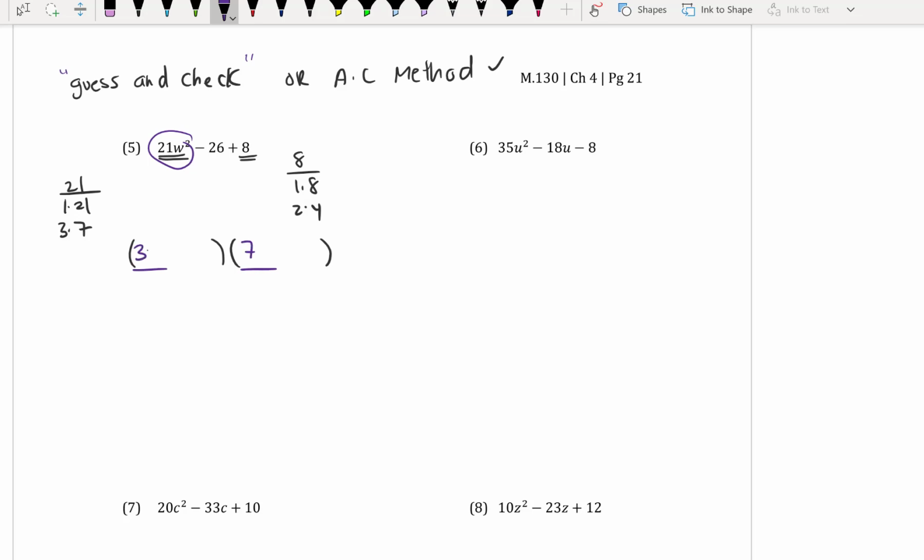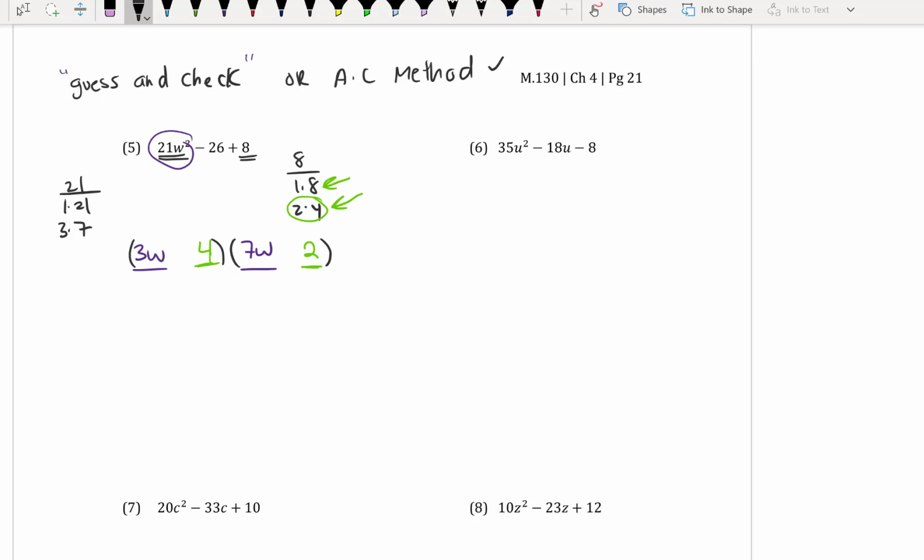And since it's W squared, it definitely has to be a W and a W. Now I'm going to guess the last term. So the last term here, I have some options. I can either do my 1 times 8, or I can do my 2 times 4. I'm going to try my 2 times 4 first and see if that works. So let's think about this. If I were to put a 2 here and a 4 here, let's check if that works, right?